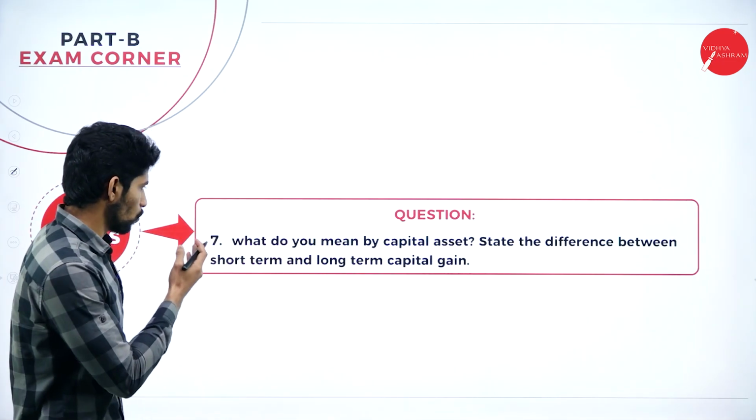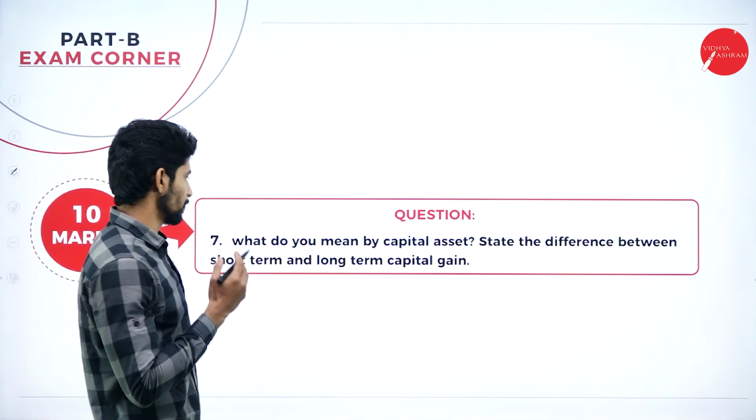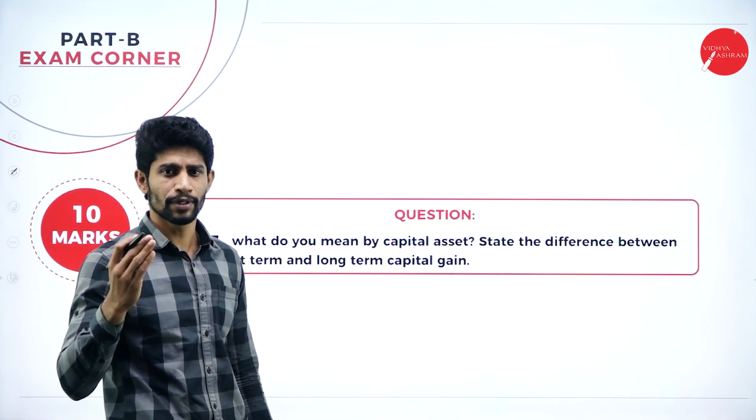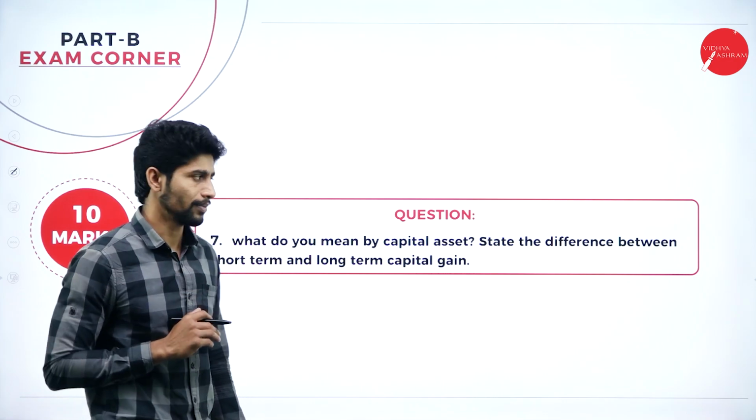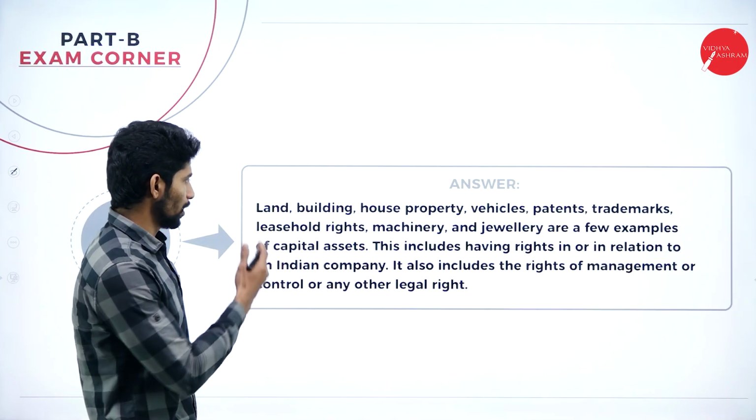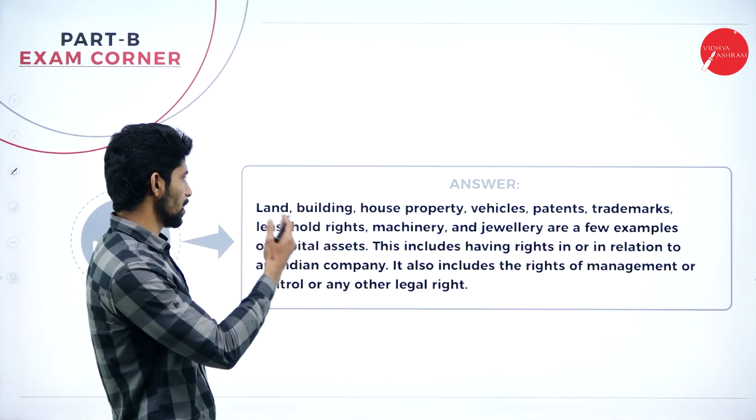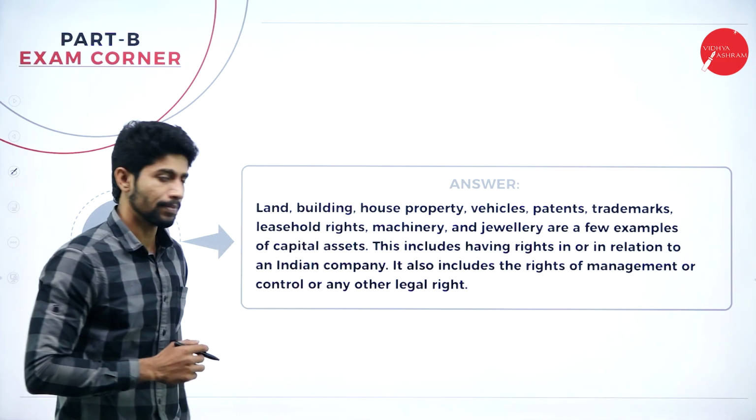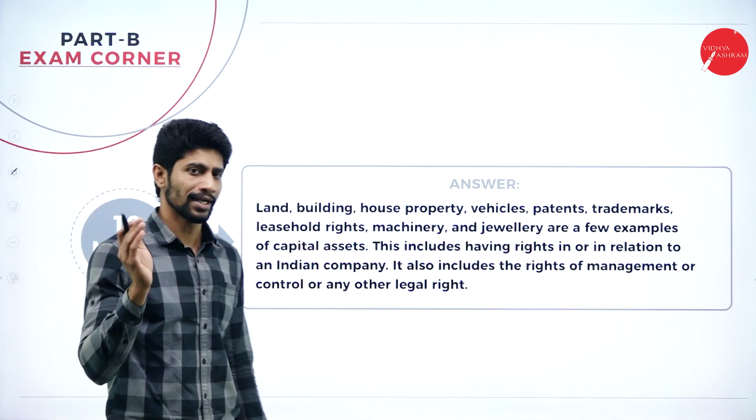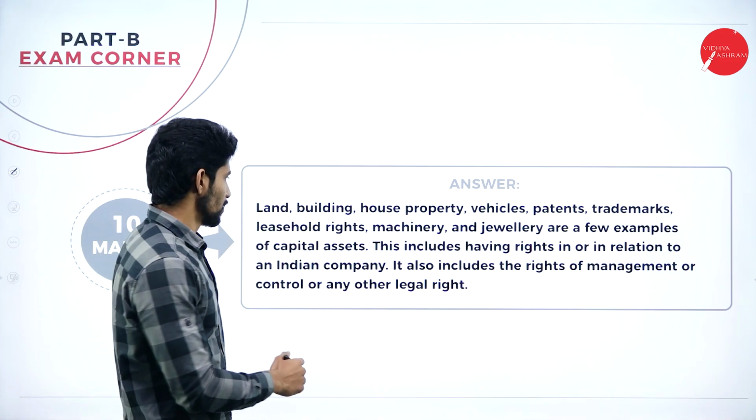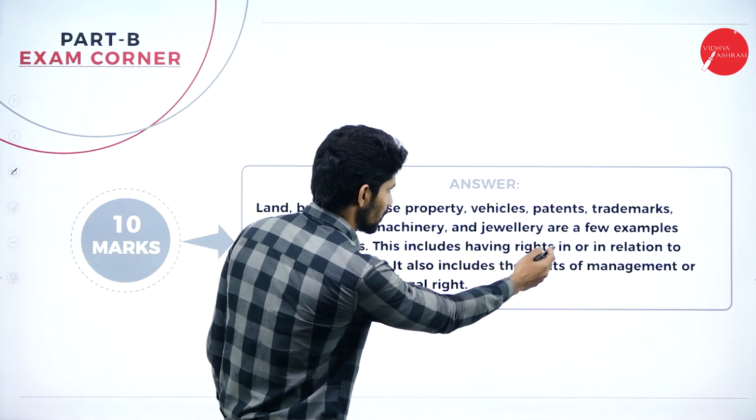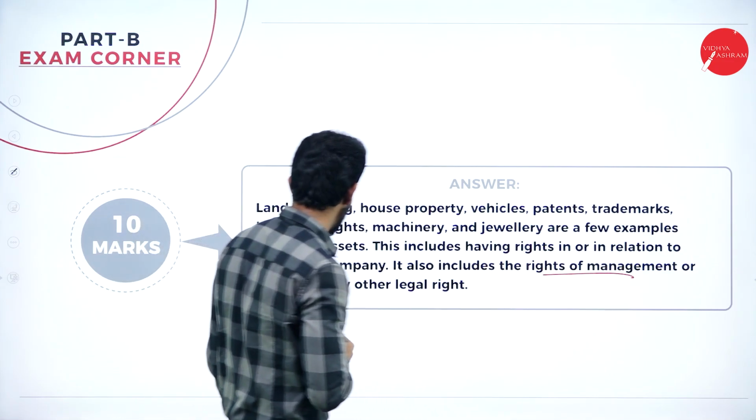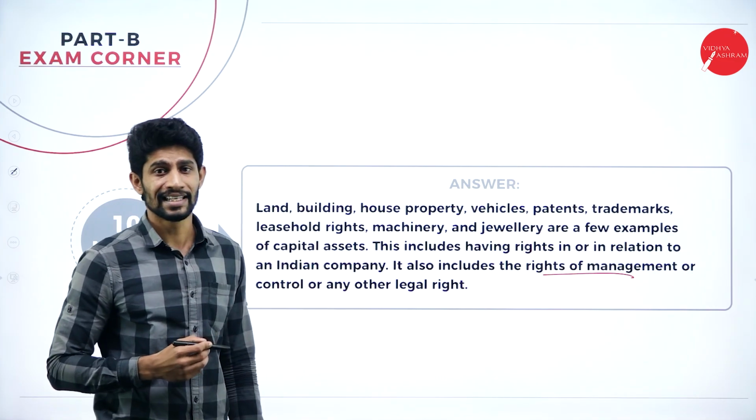Next question, they might ask you, what do you mean by capital asset? State the difference between short-term and long-term asset. So you can answer like this. Land, building, house property, vehicles, patents, trademarks, leasehold rights, machineries and jewelries are a few examples of capital assets. Those which we can touch and feel are called capital assets. This also includes rights in or in relation to an Indian company, and rights of management or control or any other legal right.